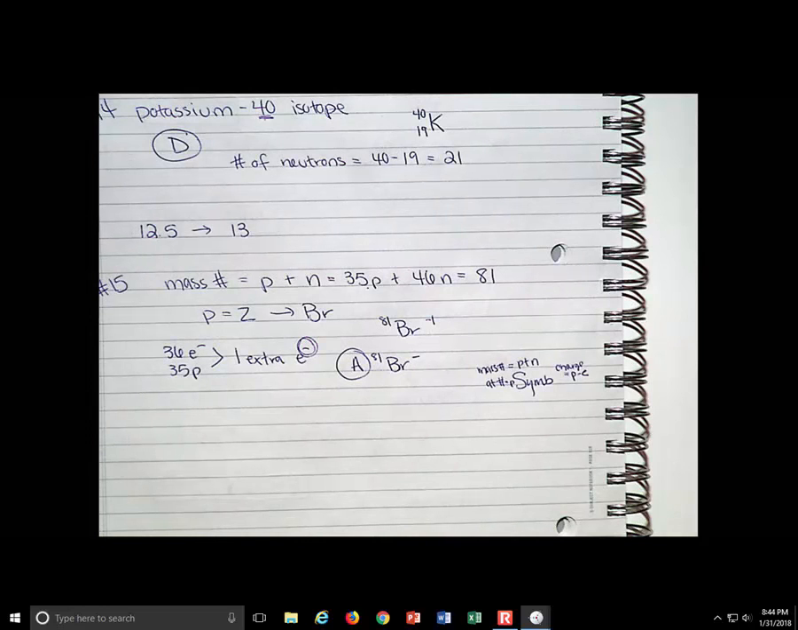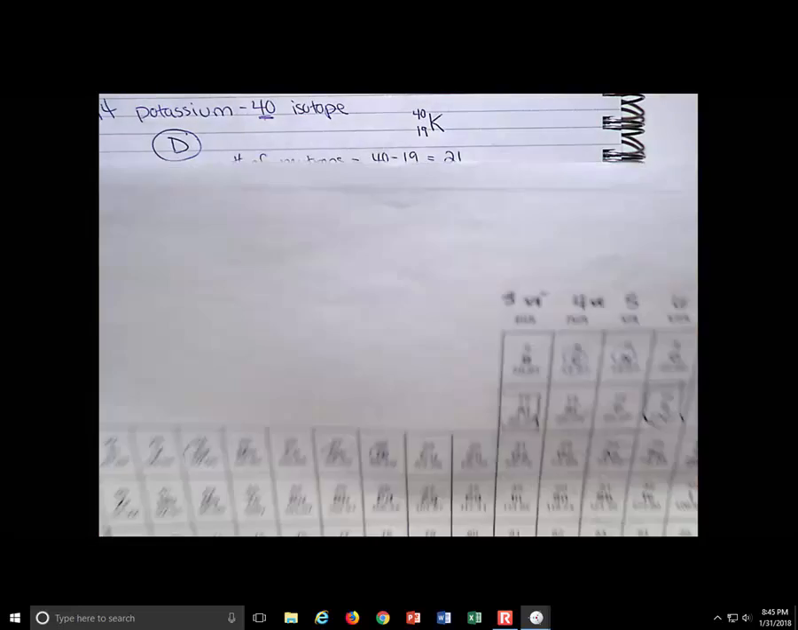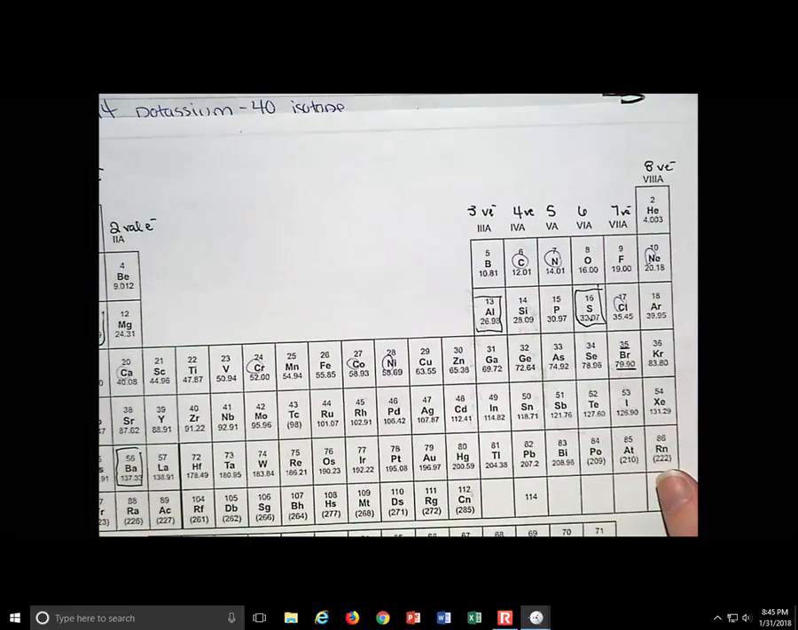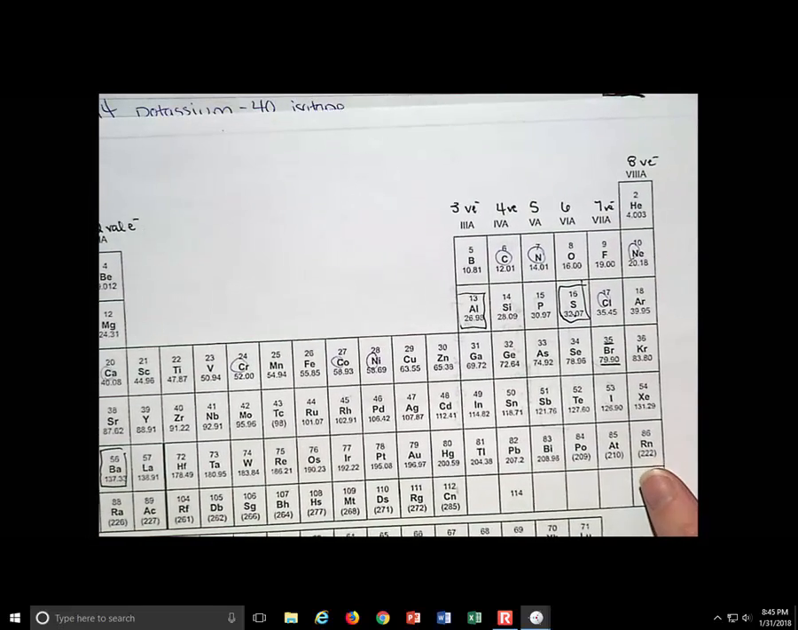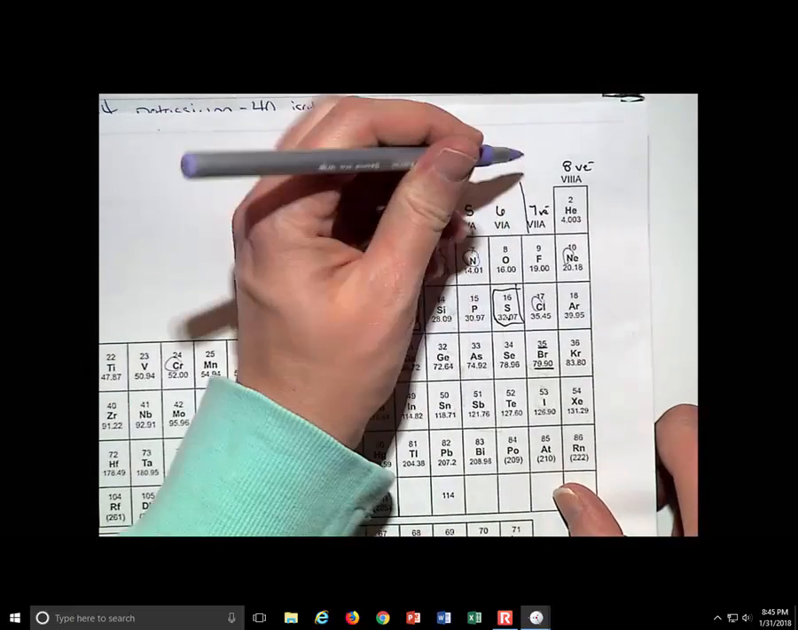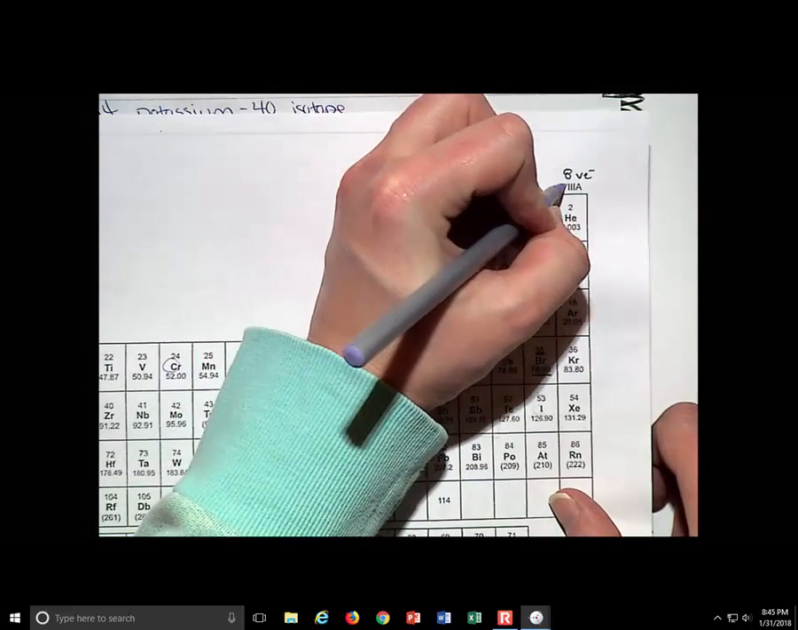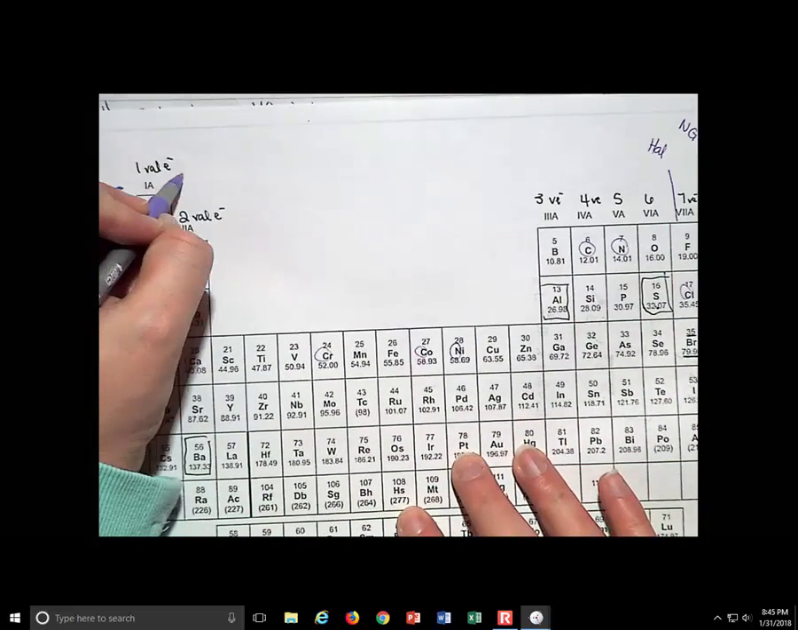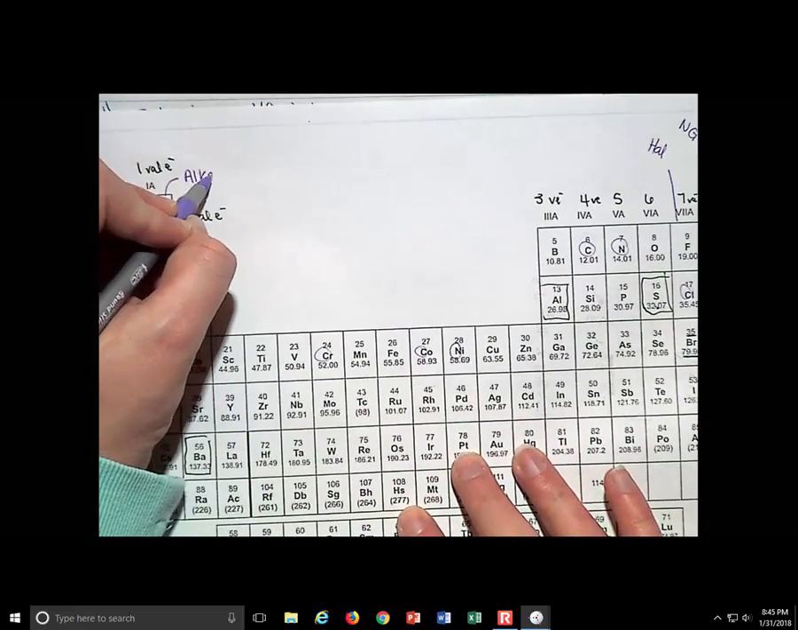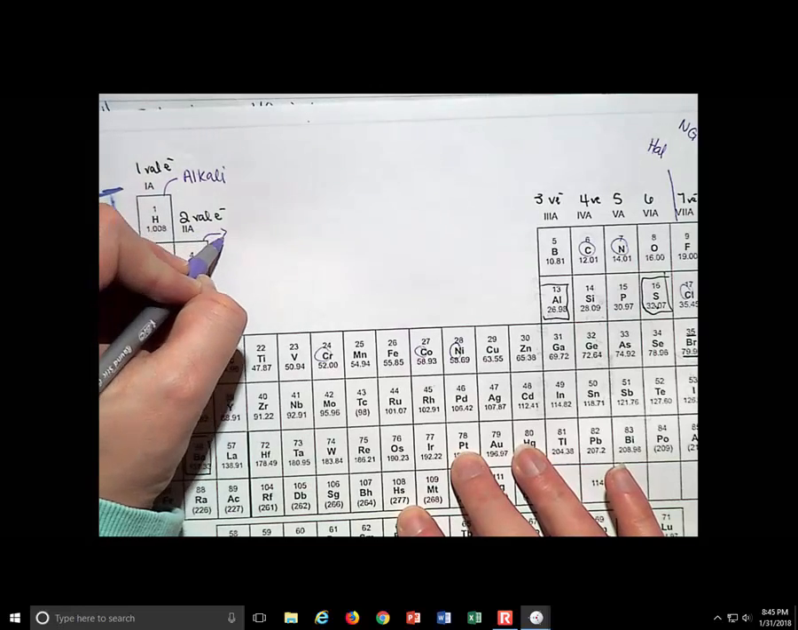You have to know 4 of the group names. I did not know chalcogens until I taught this class, so I don't think that you'll ever come across that in your life. But you'll have to know that these are the halogens, these are the noble gases, these are the alkali metals, and these are the alkaline earth.